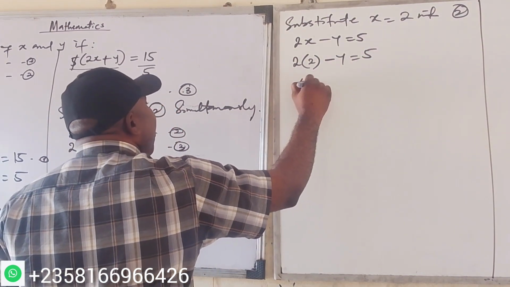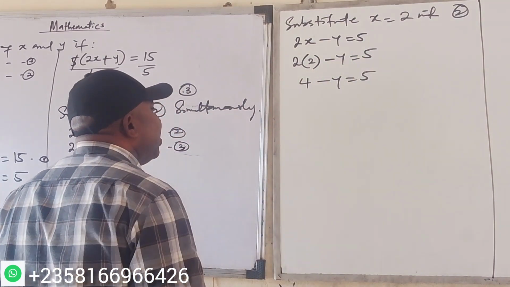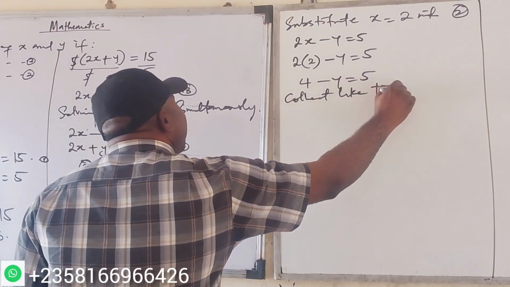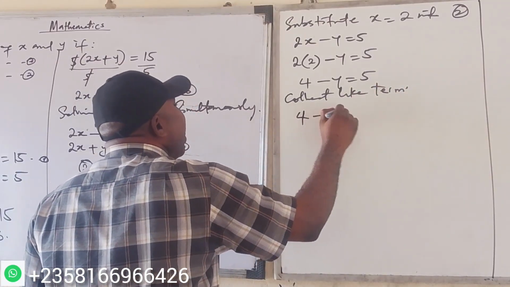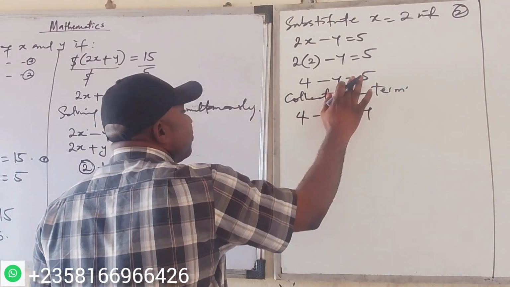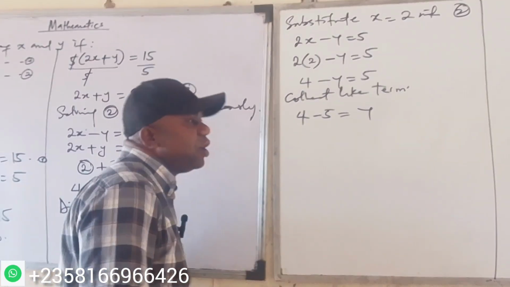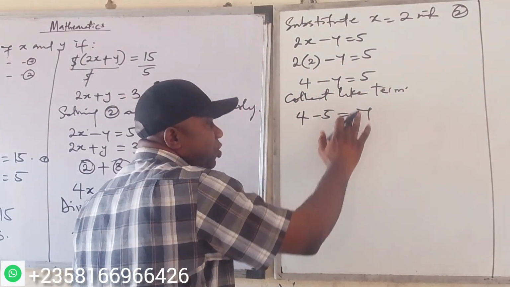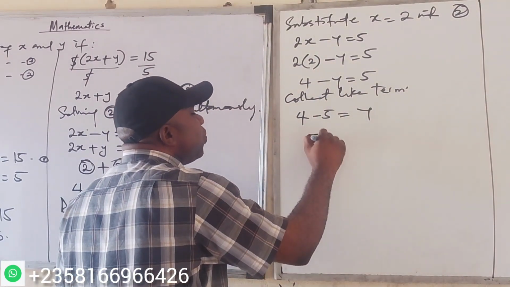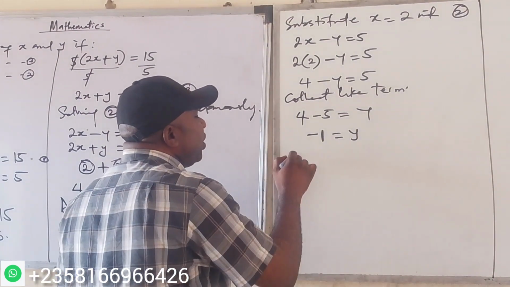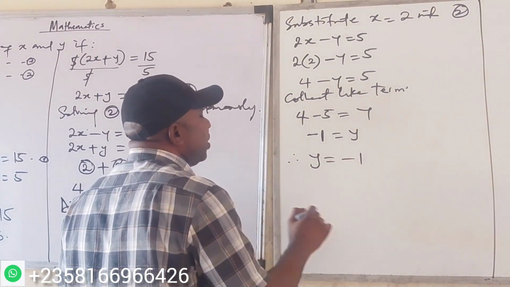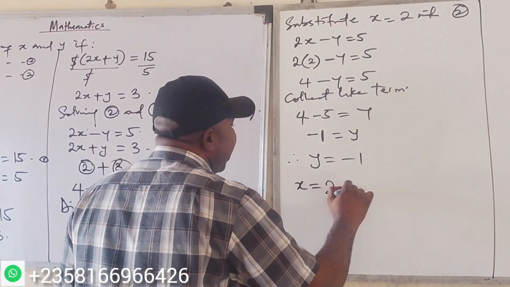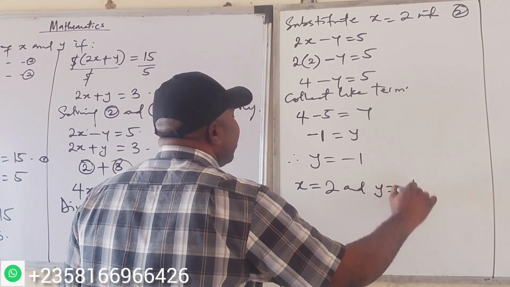So 2 times 2 is 4. 4 minus y is equal to 5. Yes, so let's collect like terms. So here we have 4 minus 5 will be equal to y. Yes, if you take this plus 5, because there's no sign here, meaning this is positive 5, bringing it to the left hand side, it will change to minus. And taking this minus y to the right hand side, it will change to plus. So 4 minus 5 is minus 1. So minus 1 is equal to y, which is the same as saying y is equal to minus 1. So therefore, x is equal to 2 and y is equal to minus 1.